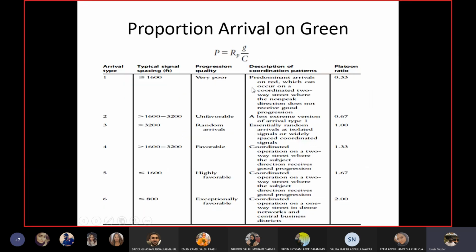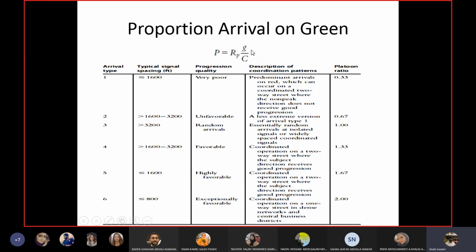Okay, next item you have to find out is proportion of vehicles arriving during green time. It depends upon the spacing with the other signals. How much is the spacing between the signals? So this will determine the proportion of vehicles arriving during green time. Okay, so you can see here we have G by C ratio. G means effective green time and C is the cycle length.